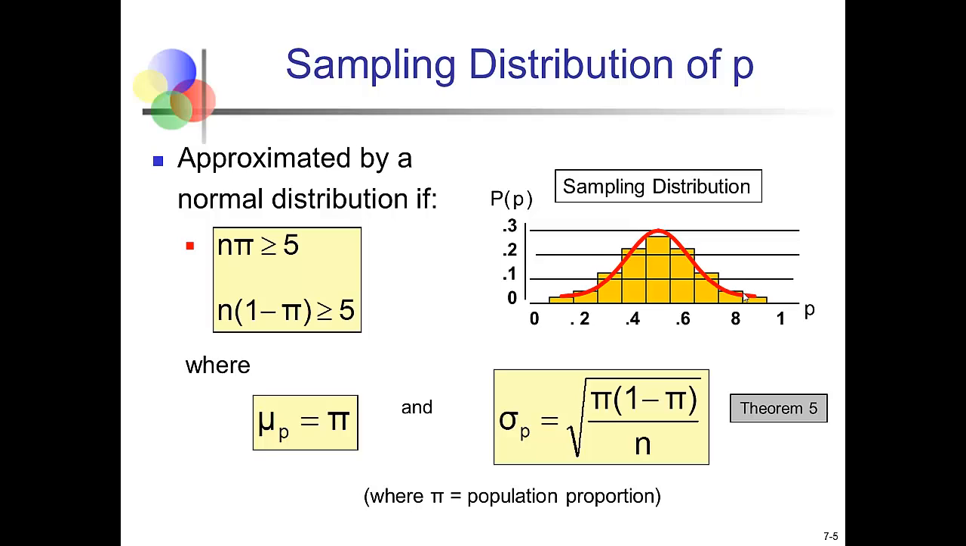If that's the case, then the mean of all of those sample proportions is the population proportion. The standard deviation of all of those sample proportions is the square root of the population proportion times 1 minus the population proportion, divided by n. This is Theorem 5 in your textbook.